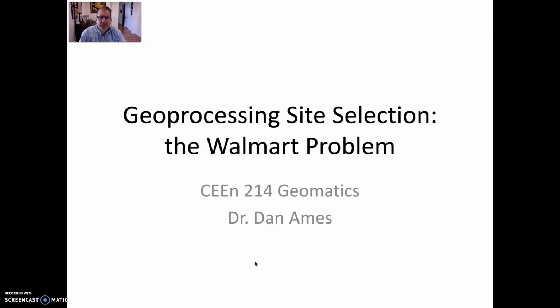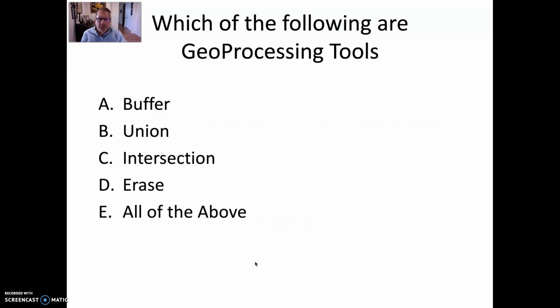You have learned some basic geoprocessing tools so far, and for this presentation and the associated lab assignment, which for us this semester is lab assignment number 11, you will be finding an optimal place to put a Walmart in Utah County. And so I want to use this Walmart problem as a way to help you put together the big picture of geoprocessing to solve a real engineering problem.